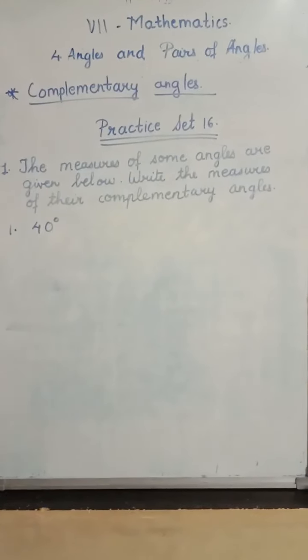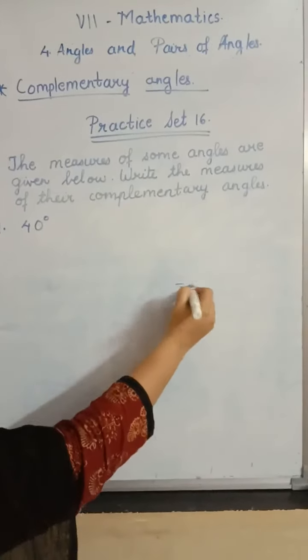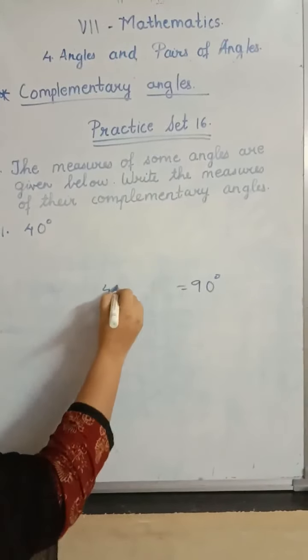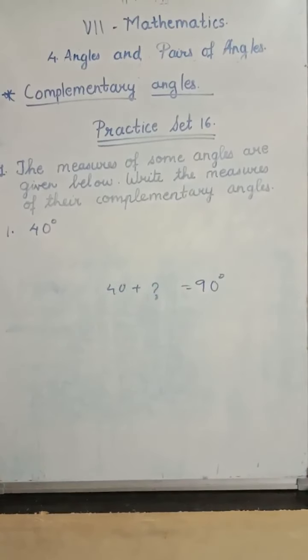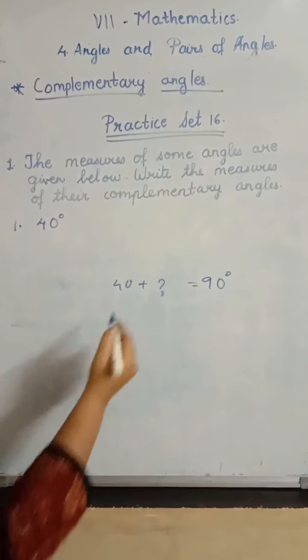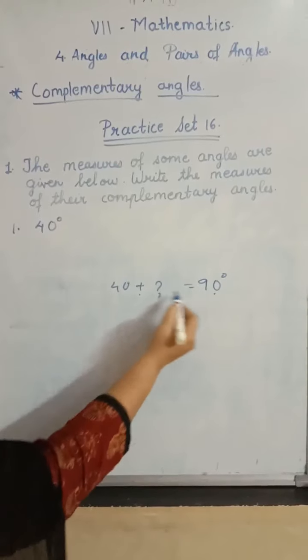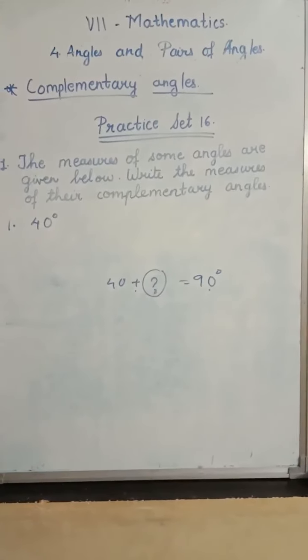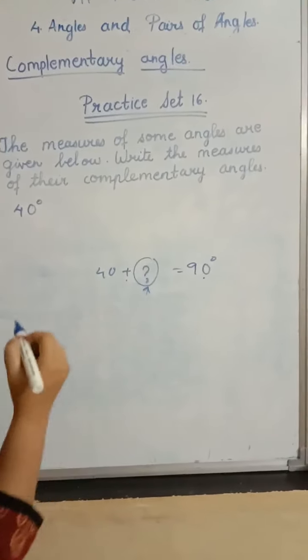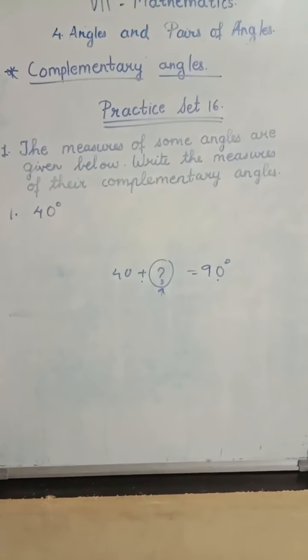So surely its measurement will be 90 degrees. One angle we know. The other angle we have to find out. Surely its addition should be 90 degrees. This angle we have to find out, so we will assume it as one of the alphabets.